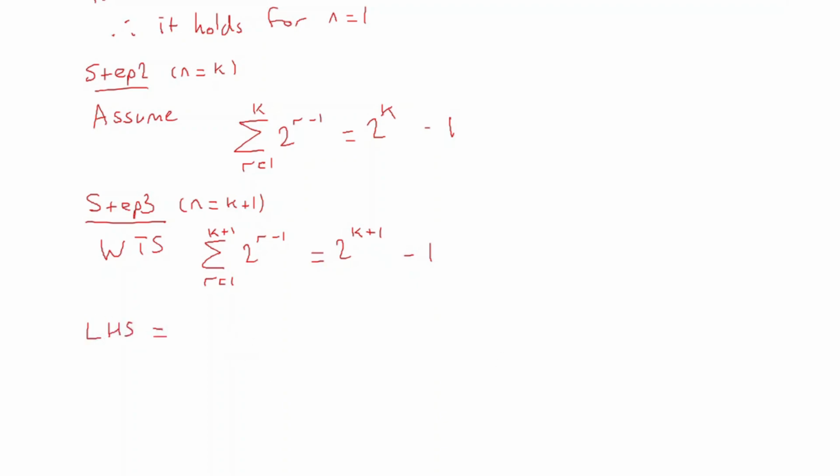Start with the left-hand side and split that up into the sum of the first k terms plus the k plus 1th term, which is 2 to the k plus 1 minus 1. We can now make the swap for our assumption, because this is equal to 2 to the k minus 1, and this one is equal to 2 to the power of k when we simplify.